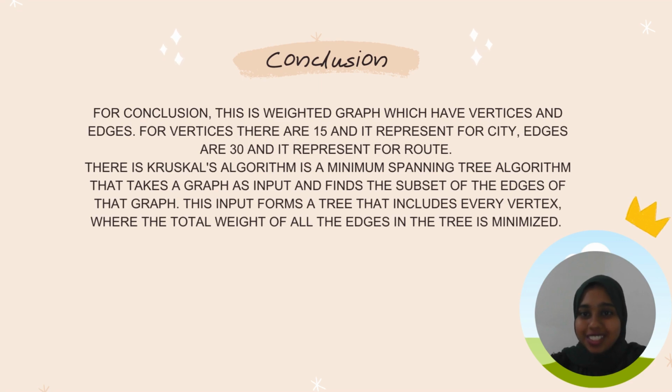For conclusion, this is a graph which has vertices and edges. The vertices number 15 and represent cities. The edges number 30 and represent roads. Kruskal's algorithm is a minimal spanning tree algorithm that takes a graph as input and finds the subset of the edges of the graph. These edges form a tree that includes every vertex, where the total weight of all the edges in the tree is minimized.